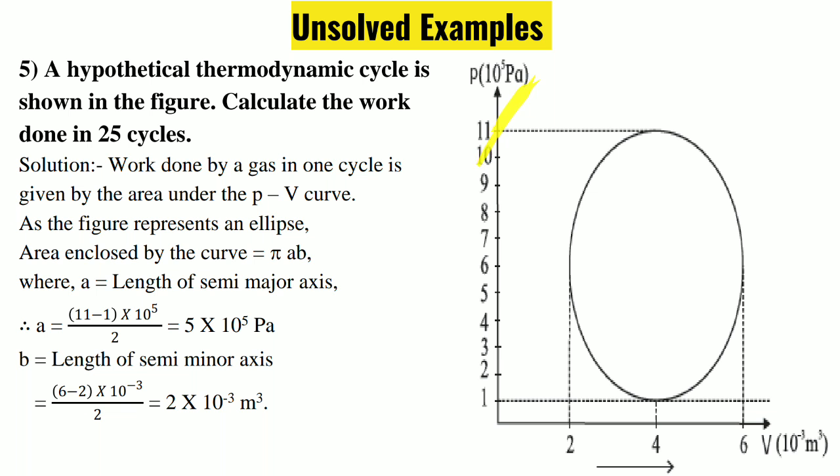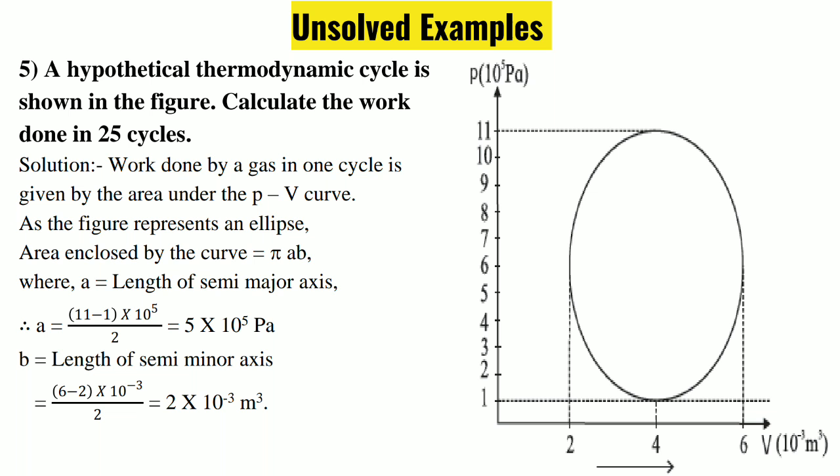11 is a maximum point. 11 minus 1, because the ellipse is touching this one in the y-axis, y coordinate consider कर रहे. 11 minus 1 into 10 raised to 5, because Pascal has been given, y-axis is given in the form of Pascal, so it is 10 raised to 5 Pascal. Okay, and upon 2, because we only want to consider यहाँ से यहाँ तक का distance चाहिए. Okay, so it is upon 2, so we are getting 5 into 10 raised to 5 Pascal.